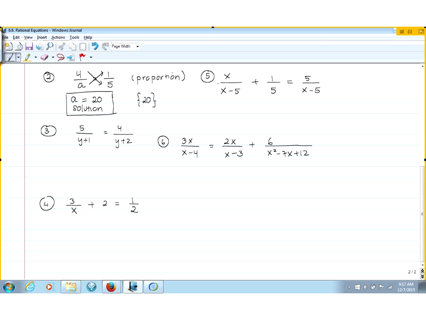Now let's look at number 5. What is the LCD for number 5? This is not a proportion either. So what is the LCD? x minus 5 times 5. So remember, it's all the distinct factors. So it's 5 times x minus 5. How about number 6? What is the LCD for number 6? x minus 4 times x minus 3. Okay? Can you work on those?